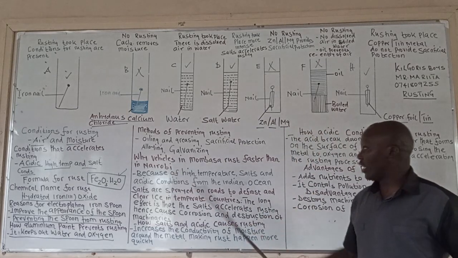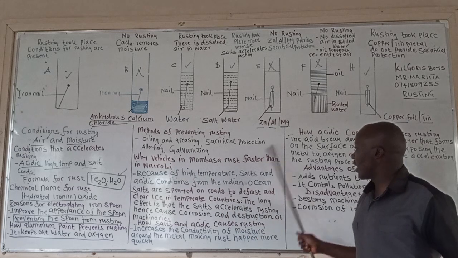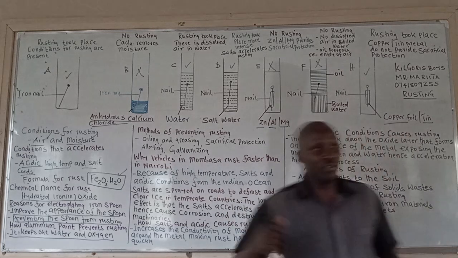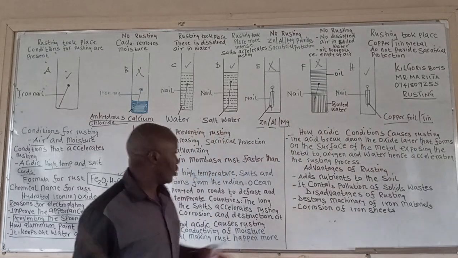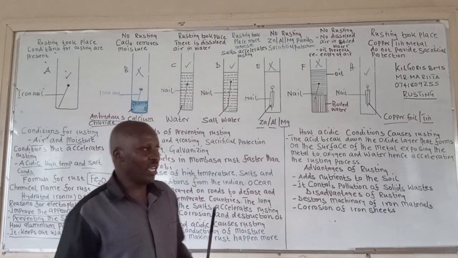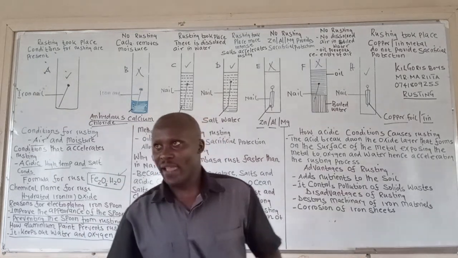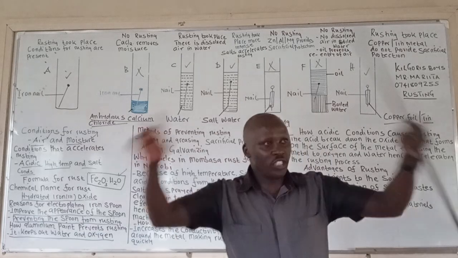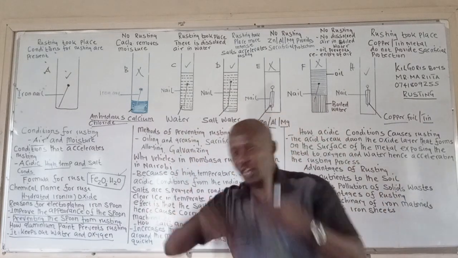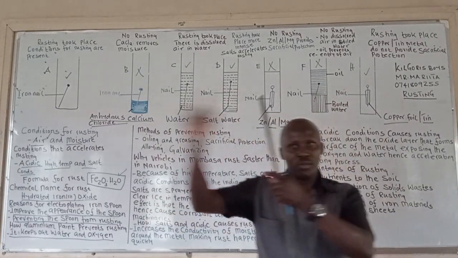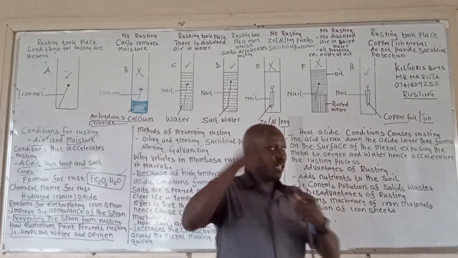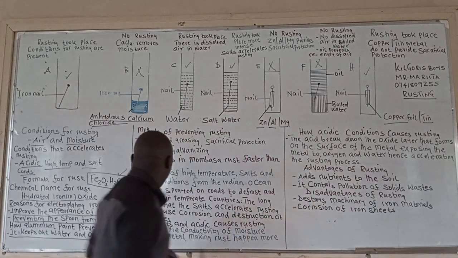Now, this one I have said: why vehicles in Mombasa rust faster than vehicles in Nairobi. Vehicles in Mombasa rust faster than vehicles in Nairobi because in Mombasa there is a high temperature condition, there is a salty condition, and of course the acidic condition from the Indian Ocean, and that is why the vehicles in Mombasa rust faster than the vehicles in Nairobi.